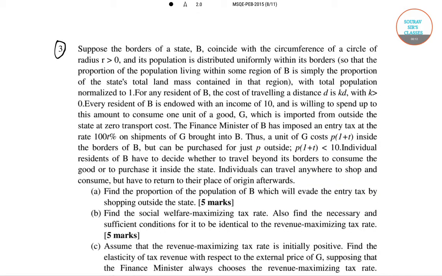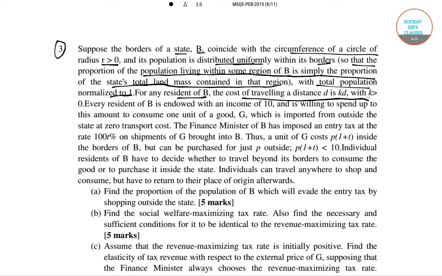In this question it is given, suppose the borders of a state B coincide with the circumference of a circle of radius r greater than 0. Now its population is distributed uniformly within its border so that the proportion of population living within some region of B is simply the proportion of the state's total landmass contained in that region. With total population normalized to 1, for any resident of B, the cost of traveling a distance d is kd, with k greater than 0.